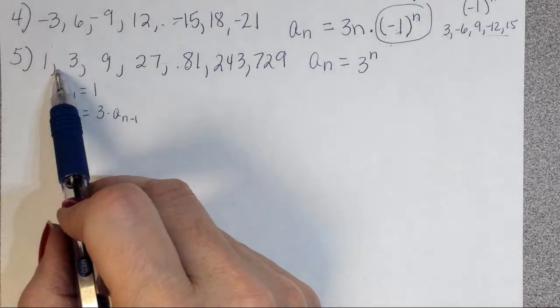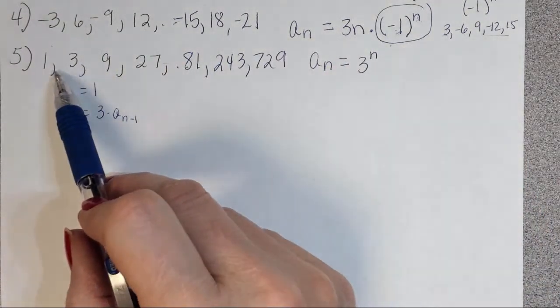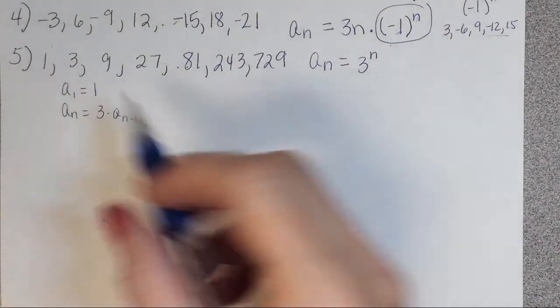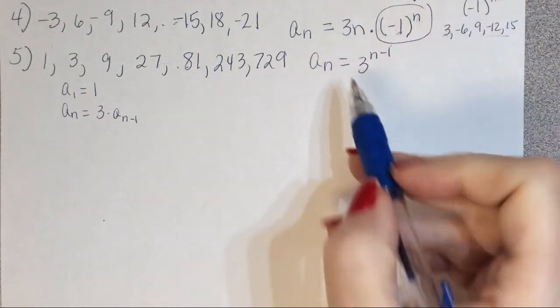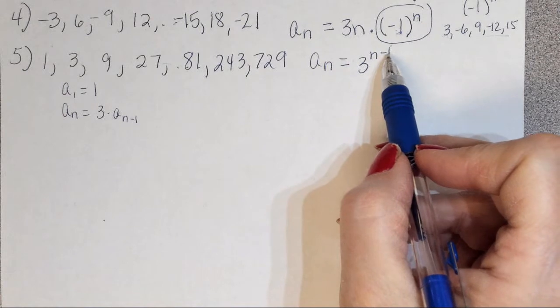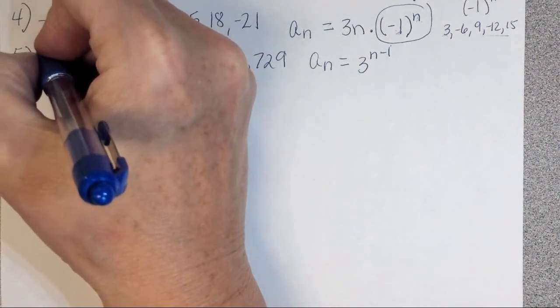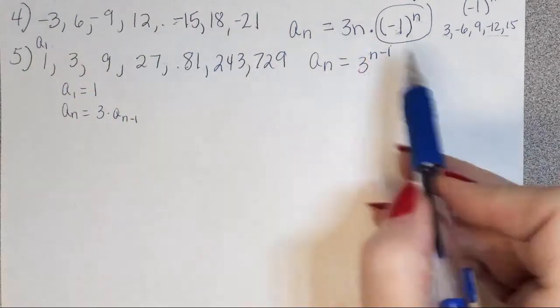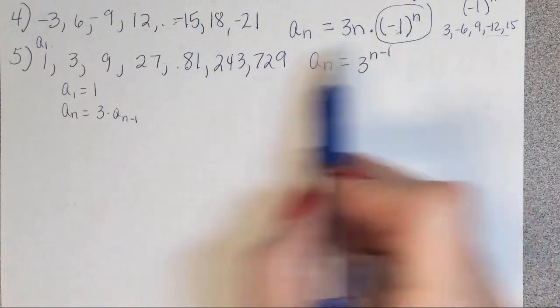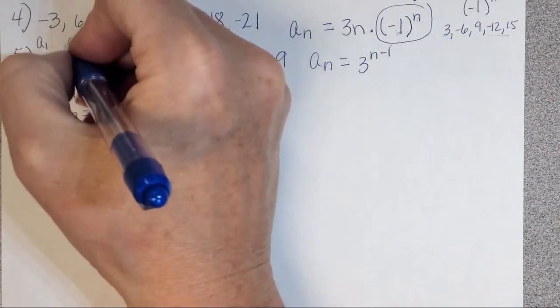How could I make it work? 3 to what power would give me 1? Go ahead, Henry. There you go. So if we do that, 1 minus 1 is going to be 0. 3 to the 0 gives us this. See, in this case, this is our first term, so n is 1. 1 minus 1 is 0. 3 to the 0 is 1.